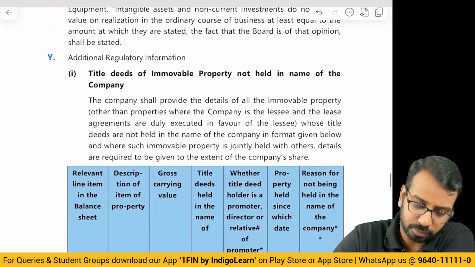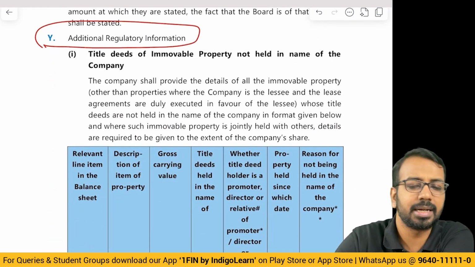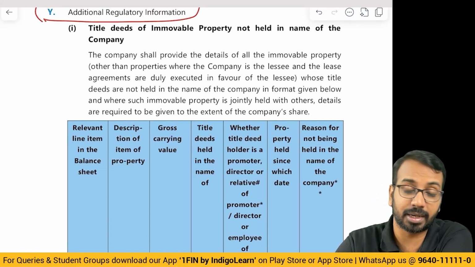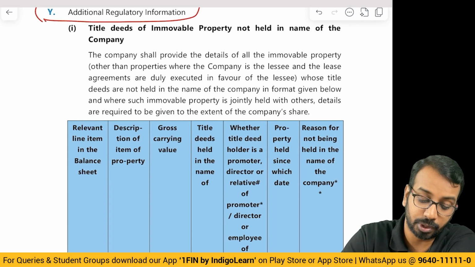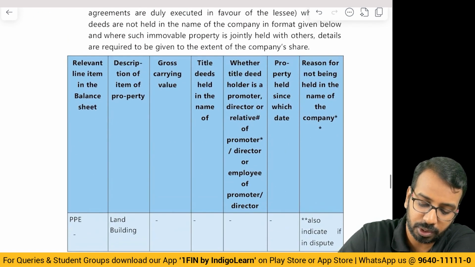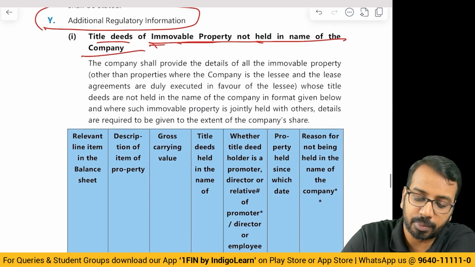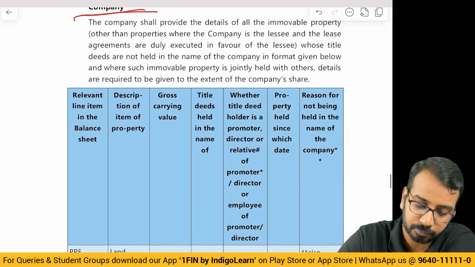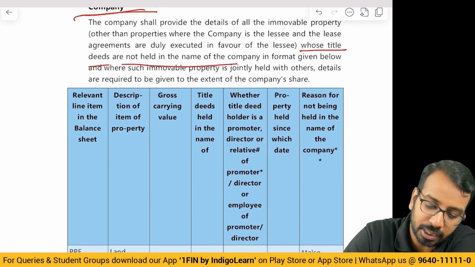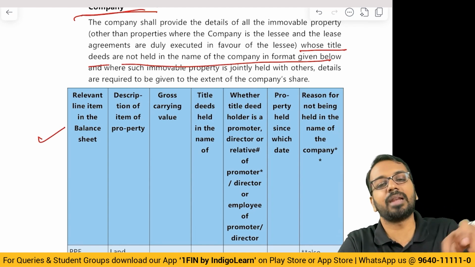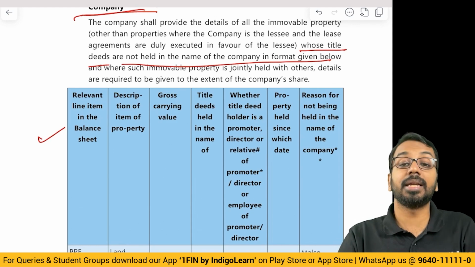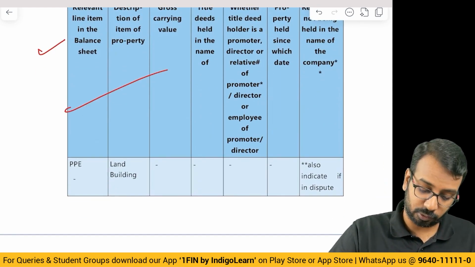Right. So then this is regulatory information, recent amendments, 2 years back this amendment has come in. I don't expect a full-fledged question on this, but again, if there is an MCQ or something, you can read through it once. Title deeds of immovable property not held in the name of the company. So if there is any title deed of immovable property which is not held in the name of the company, it should be disclosed in the format. So I have land and building, company owns the land and building, title deed is not in the name of the company, it is in the name of some other party. So you have to give these disclosures.